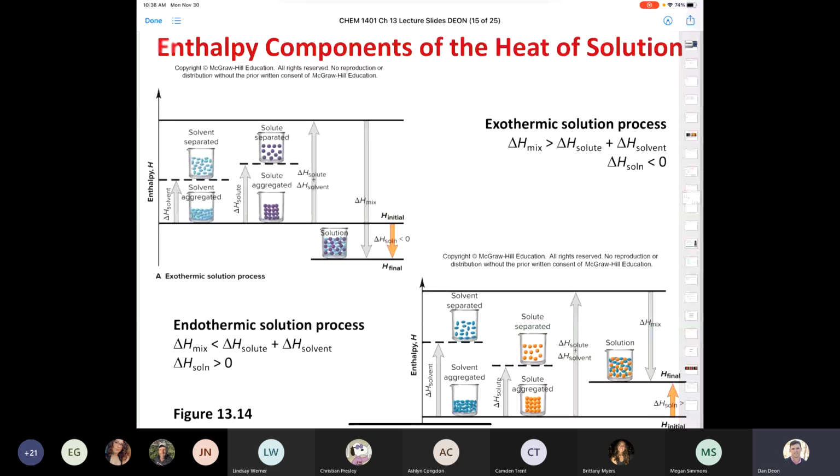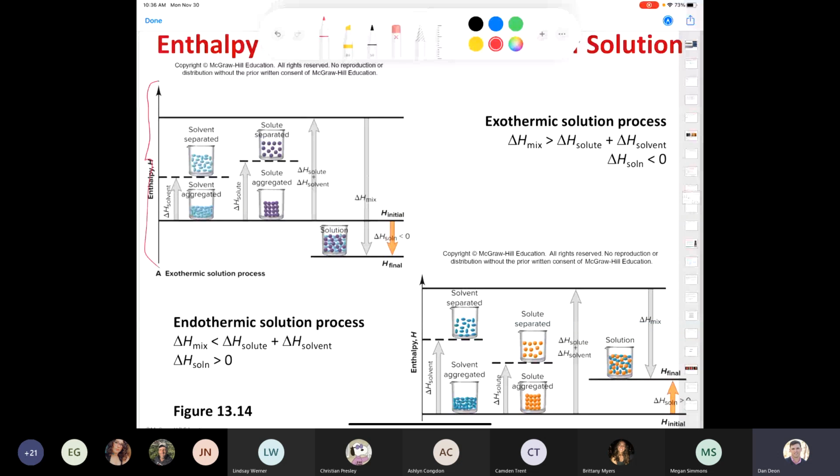Okay, so on the top we have an exothermic solution, and on the bottom we have an endothermic solution. Let's just walk through it and then we'll call it a day for now. Top part of the slide right here. Here I have my solvent. We know it's going to take some heat energy to break those apart, so we go from aggregated to separated. Same thing applies for my solute. I'm going to go from aggregated to separated. That's going to require some energy. If I tally both of those gray arrows up, so this gray arrow that I have in red and this one here, I get this big one here.